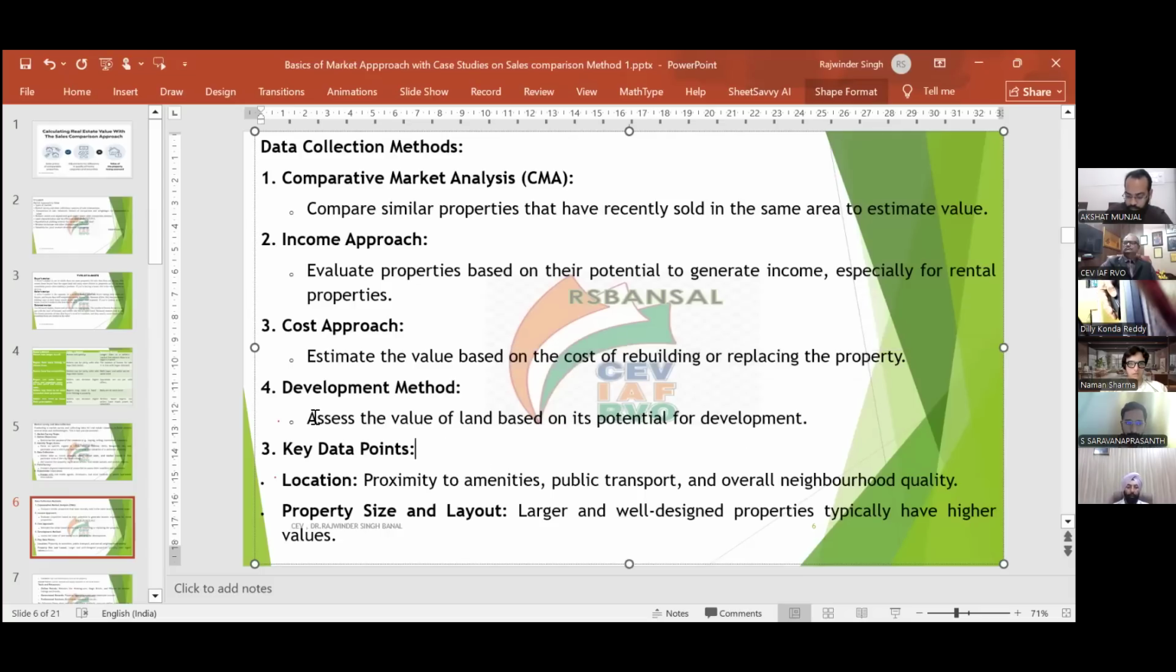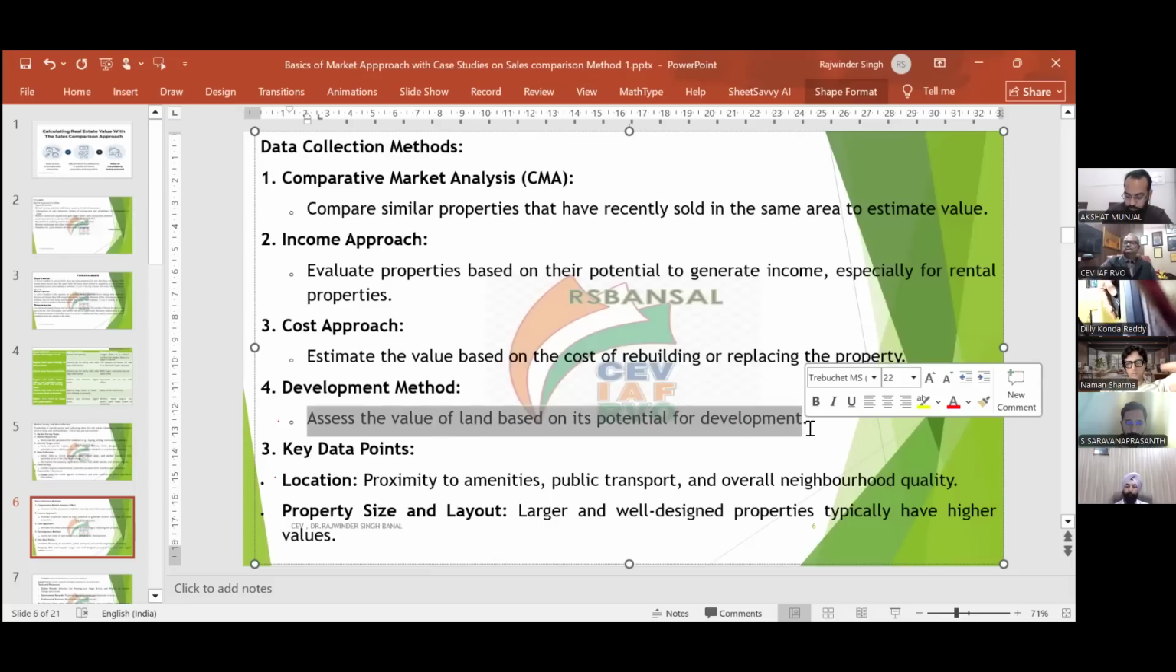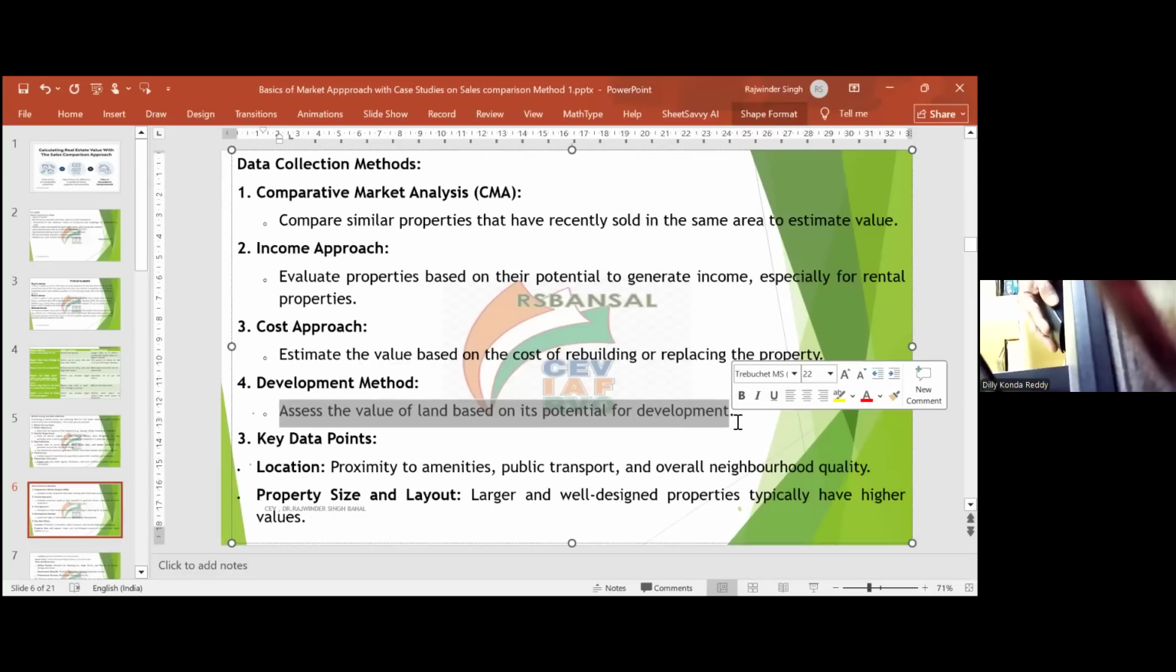What are the per unit rates of construction in that particular area for similar specification properties? And then if you are doing valuation based upon the development method, we will discuss this development method in detail in the coming slides. As of now, you must understand the development method. In the development method, we will hypothetically develop the property and try to analyze future projections of returns from the property.